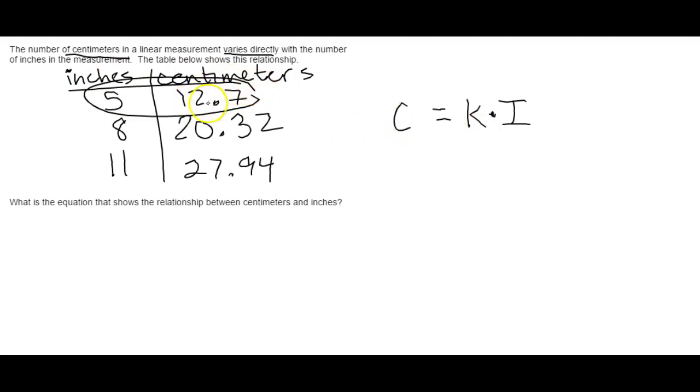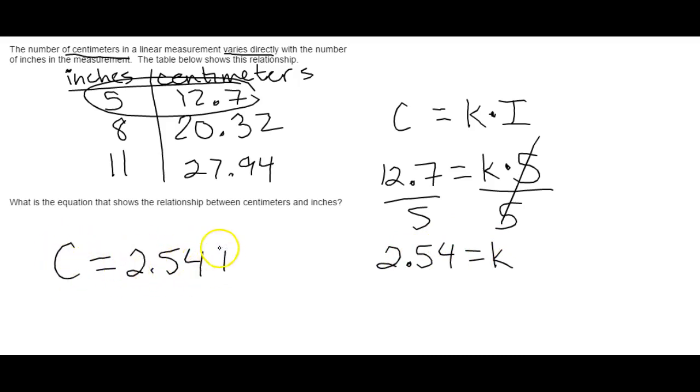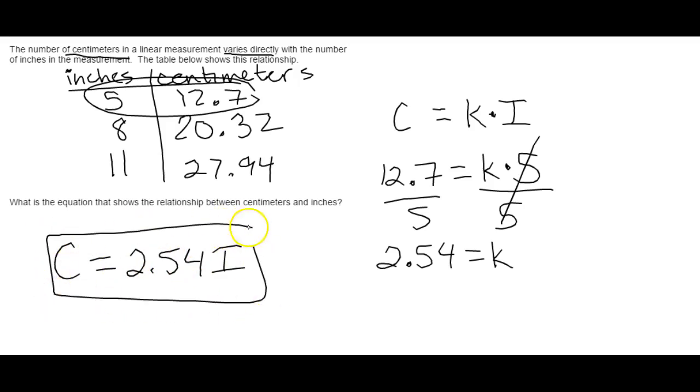So our centimeters was 12.7. So C is 12.7. And our inches is 5. So again, we get k alone. We divide both sides by 5. That gives us 2.54. So now our entire equation would be C equals 2.54 I. And that gives us the equation. They didn't ask us to find any of the other values, they just asked for the equation itself.